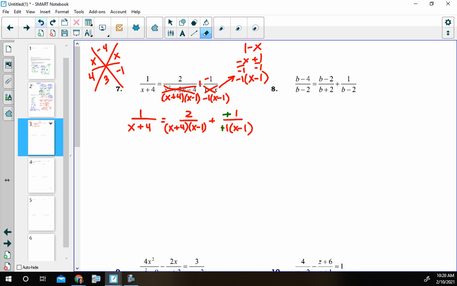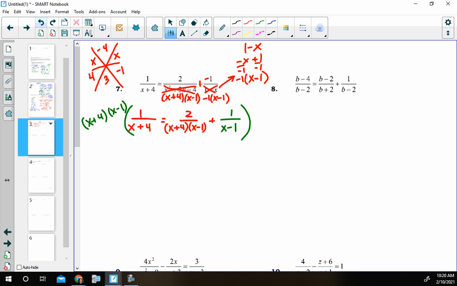Okay, so if I rewrote it, I don't really need the 1 in the bottom. He's now a positive 1 over x minus 1. That's going to be a lot easier. If you don't do that, you're just going to have to multiply the whole set by negative 1, which is totally fine. So now I'm going to take this whole set and multiply times x plus 4, x minus 1.